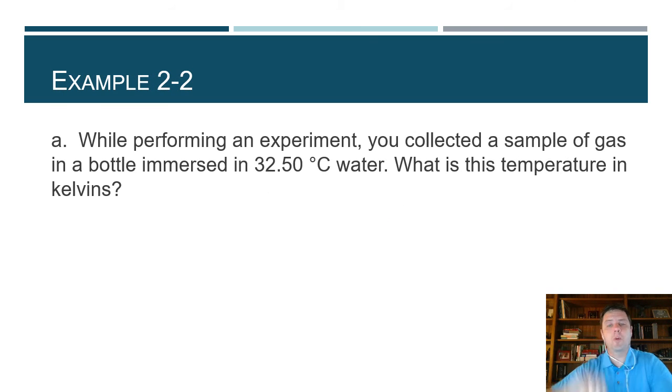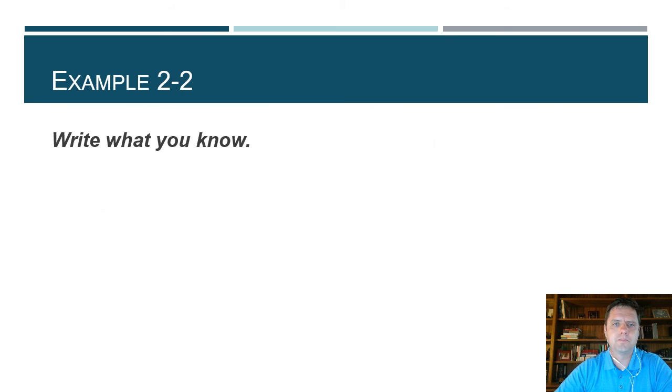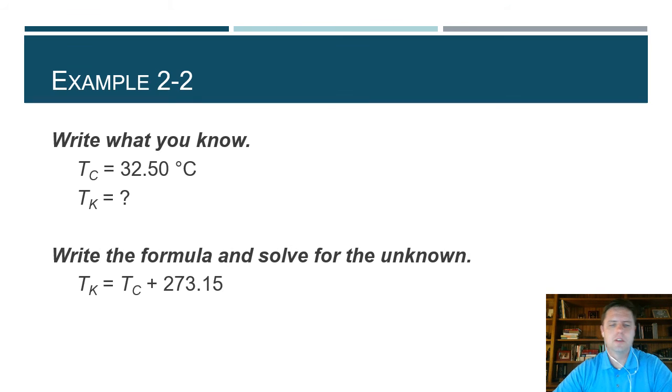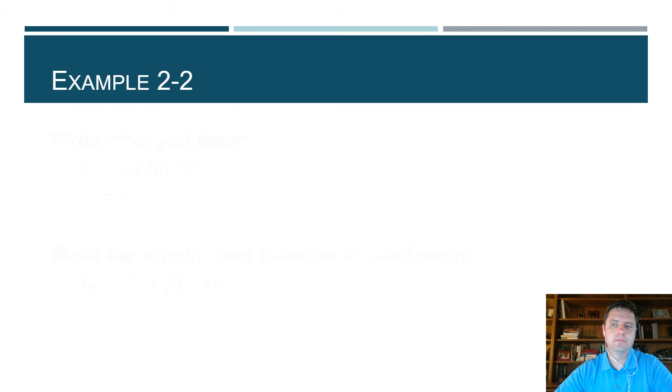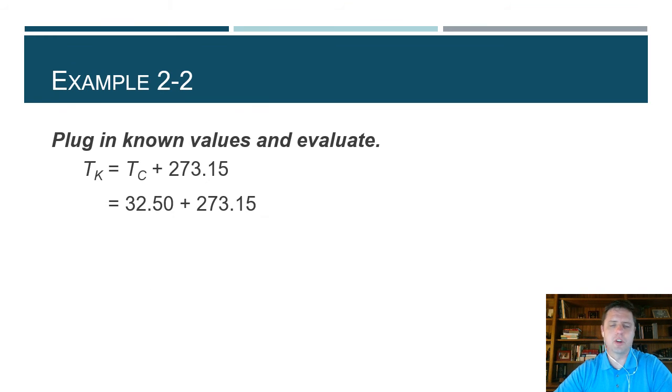So let's try this. While performing an experiment, you collected a sample of gas in a bottle immersed in 32.15 degrees Celsius water. What's the temperature in kelvins? We're going from Celsius to Kelvin. That's pretty easy. What do I know? The temperature in Celsius was 32.15. The temperature in Kelvin is what we're trying to figure out. The formula that we use is the temperature in Celsius plus 273.15. So we plug in our values: 32.15 plus 273.15, and we get 305.3 Kelvin.